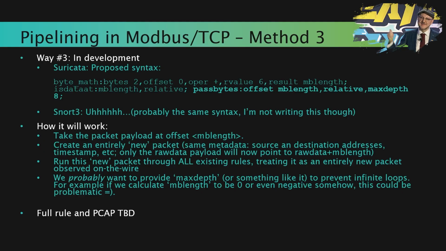It would be very similar to the last rule, where we extract the length field from the packet, and then we would basically say, pass the remaining bytes in this packet back to Suricata's input. Use all the header fields that were already there as part of the packet, just set a new payload for the packet to be located at the offset, and then rerun all the existing Suricata rules in the rule set against that packet as though it was a brand new packet.